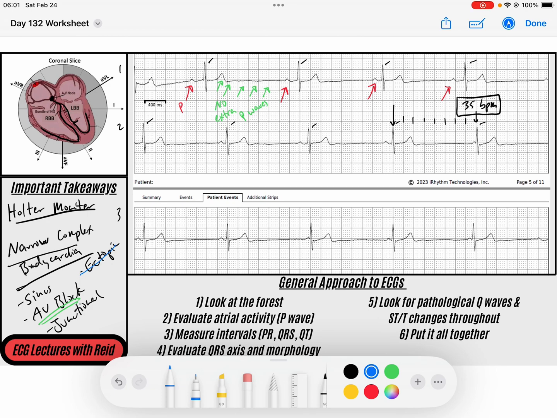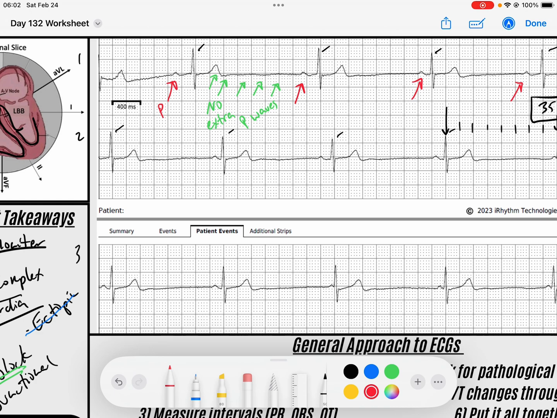But what's going on? Why am I showing you this rhythm? Well, I need to evaluate the AV node better by looking at these PR intervals. And so I can see this PR interval is a little bit of a first degree AV block, right? So we have a first degree AV block here. My PR interval is about 240 milliseconds, and 200 milliseconds is the highest that we would like to see.